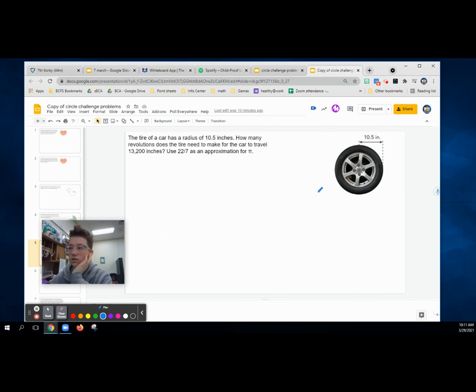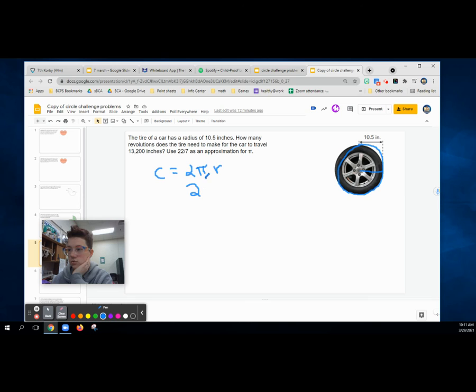A tire of a car has a radius of 10.5 inches, so center to the outside edge. How many revolutions does the tire need to make for the car to travel 13,200 inches? Use 22/7 as an approximation for pi. Well, when we talk about a car traveling, that's going to be the outside edge, right? So first we would need to find the circumference of the tire. Circumference is equal to 2 pi r.